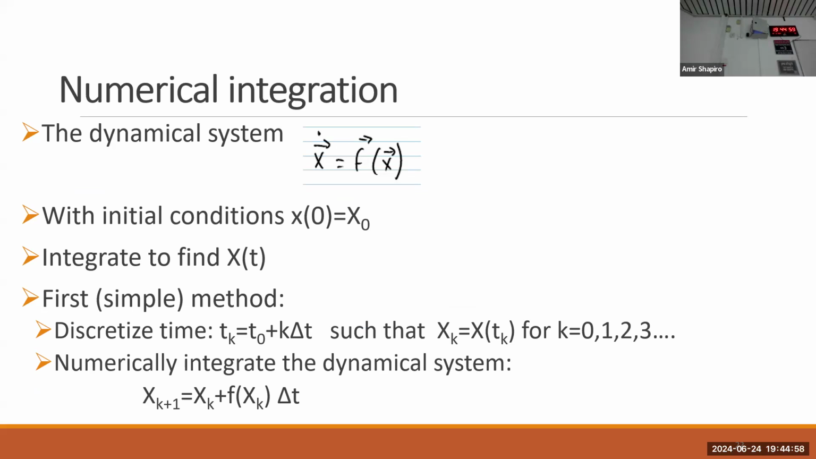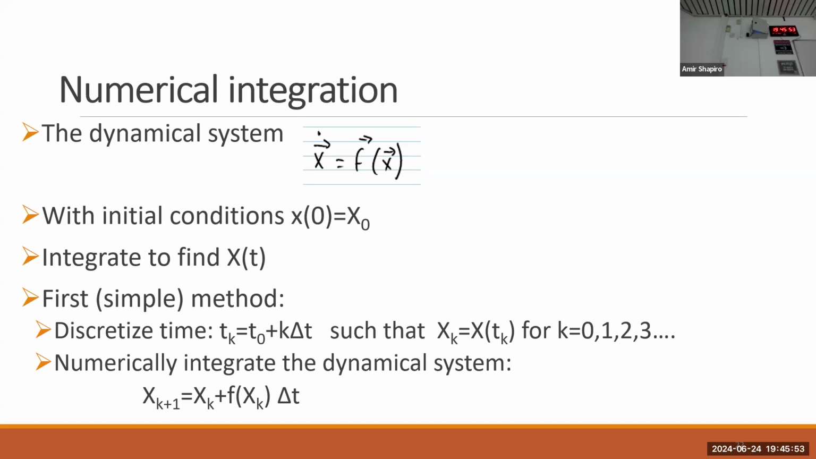We have an initial condition. So at zero time, the system was in x zero, position and velocity. We want to integrate this to find x of t, how this evolves over time. So the first and simple method is to discretize the time. So t_k is t zero plus k delta t, such that x at the k step is x of t_k, where k is 0 or 1, and so on. Everything is in discrete steps.